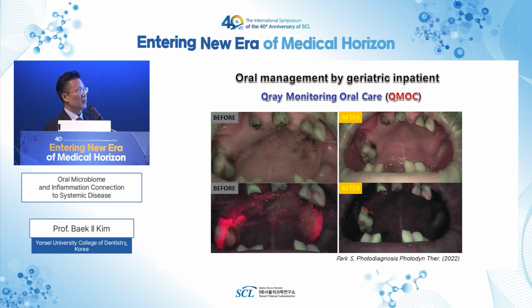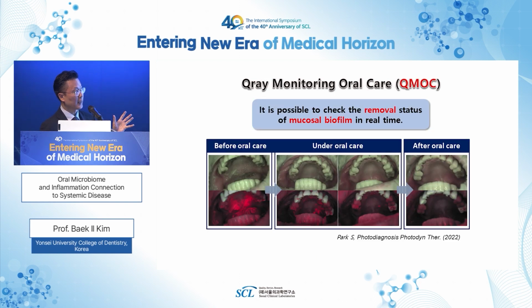But one of the problems is food debris. Food debris is easy to detect with our eyes. However, oral biofilm is very difficult to detect with our eyes. So we applied this kind of technology like this. In the palate area, where mucosa biofilm is covered, we can easily detect the red fluorescence.